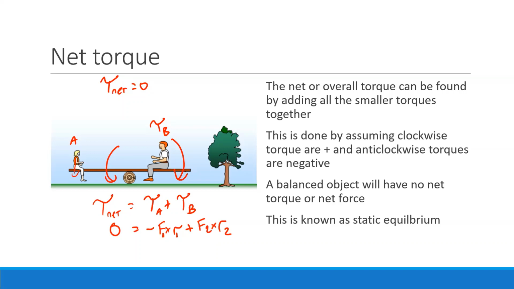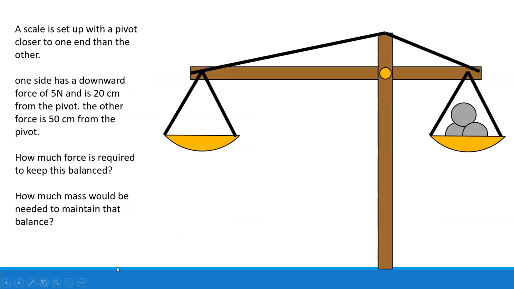Okay, so let's push on to do an example. Now this example, I wouldn't copy down the diagram just yet, but trust me. I've got this quick picture here that I can show you. And there's a lot of text here, but I wanted to give you this idea. The scale is set up with the pivot closer to one end than the other. You can see here that the pivot is closer to the right-hand side than the left-hand side. One side has a downwards force. 5 newtons is 20 centimeters from the pivot. The other is 50 centimeters from the pivot.